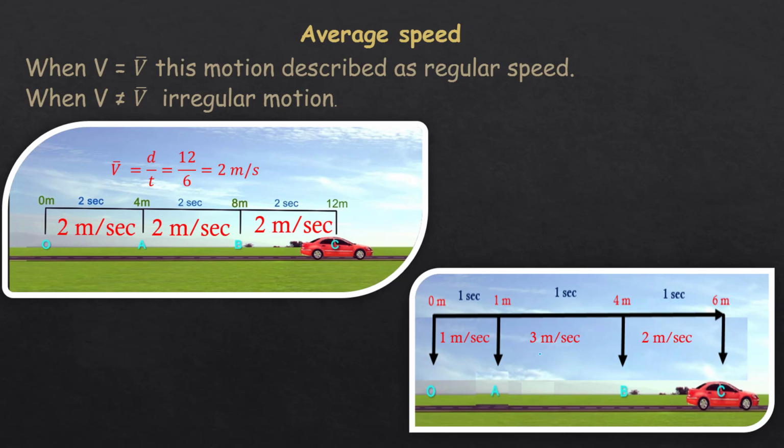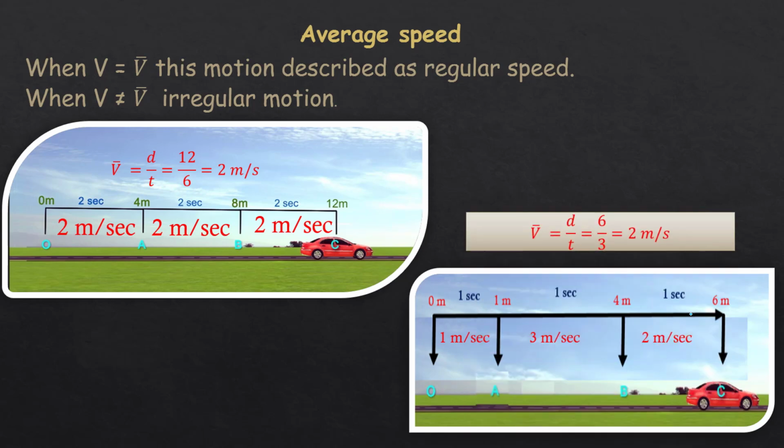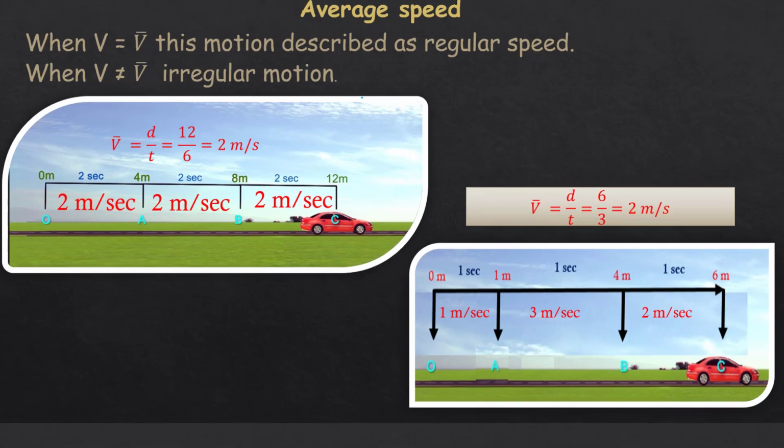So as you see here, the speed is unequal, and if we calculate the average speed here, it will be 2 meters per second, because the total distance here is 6 meters and the total time is 3 seconds, so it equals 2 meters per second. So when the speed is unequal to the average speed, it's described as irregular speed or motion. So this is the average speed and the irregular speed. So let's learn more about the relative speed.